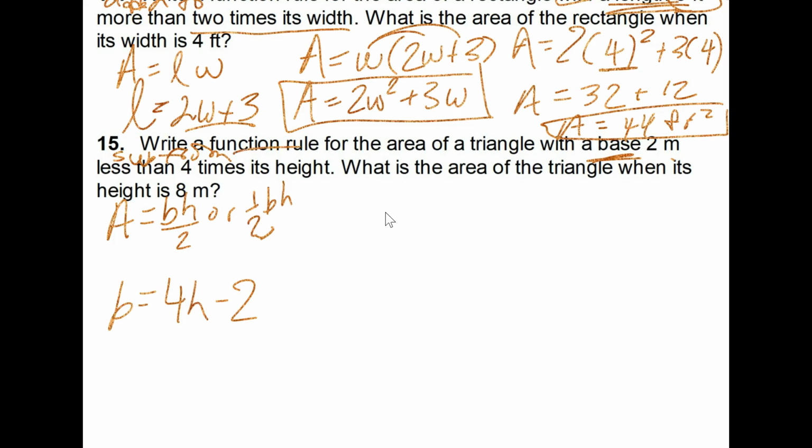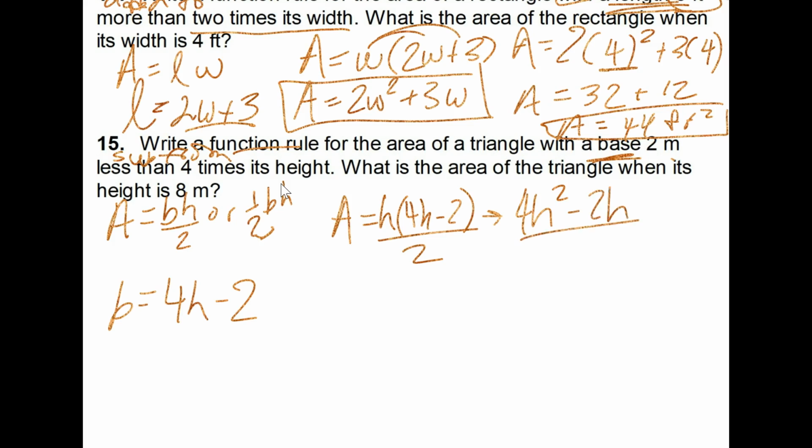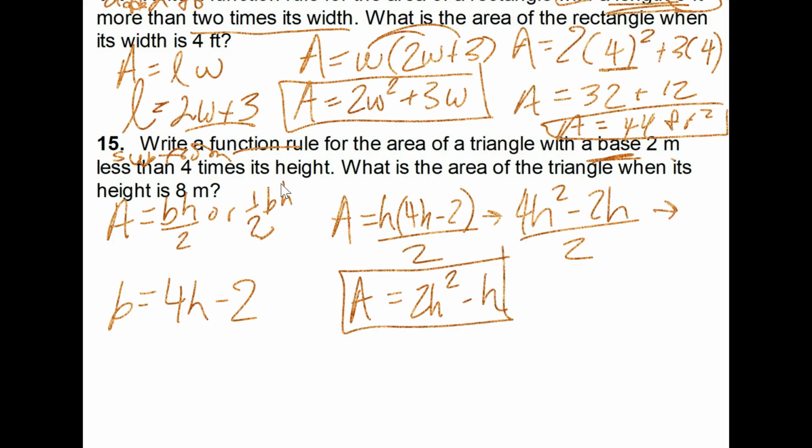My area is equal to the base times the height. So I'm going to put my height first. Height times the base is the same thing as base times height. 4h minus 2, and all of that is being divided by 2. Function rule time. Distribute that. So we end up with 4h squared minus 2h all over 2. Simplify that. So we get A is equal to 2h squared minus h. This is the function rule.